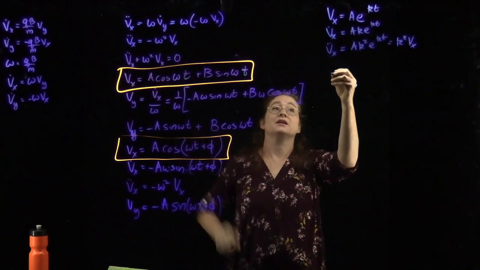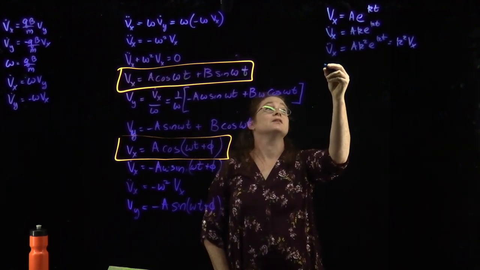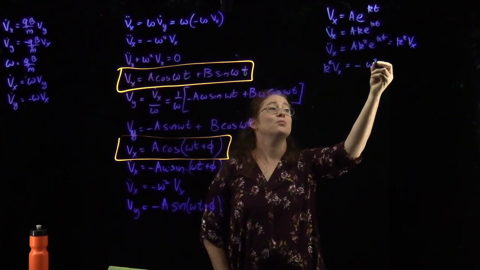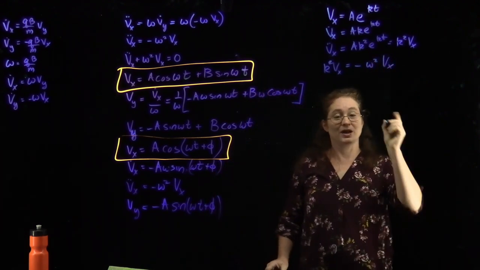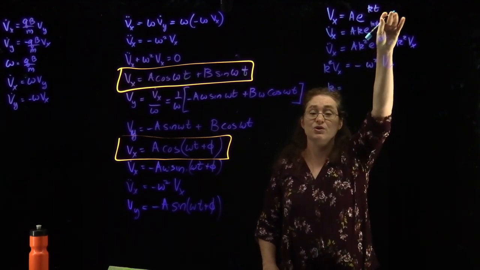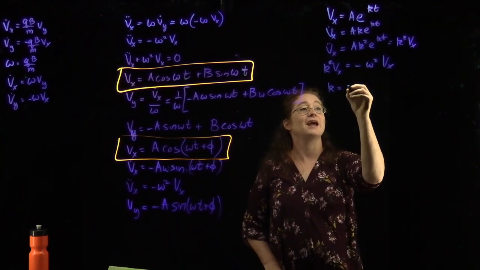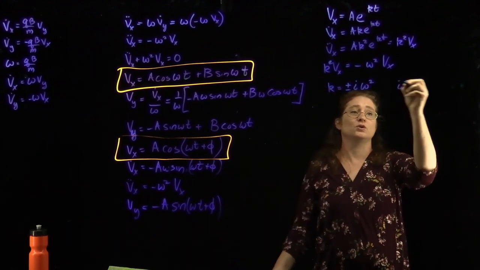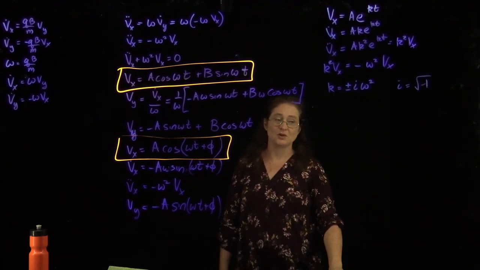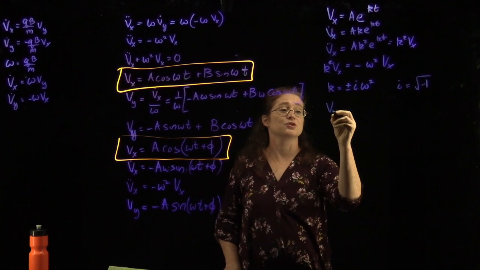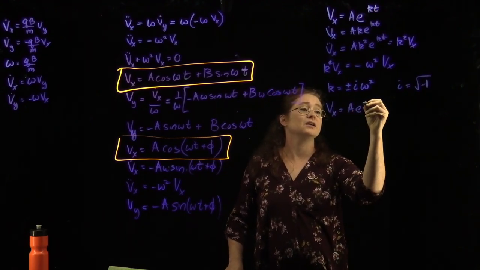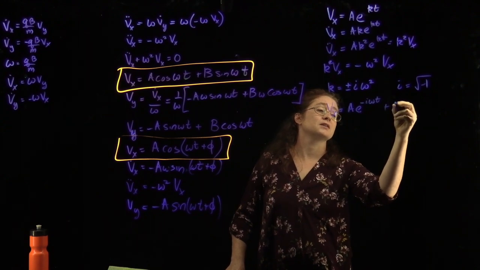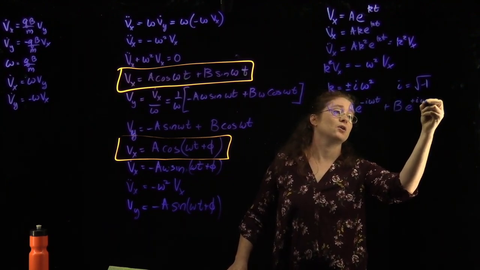All right, so then we can plug this back in. So here I get k squared Vx equals negative omega squared Vx. And then when I solve for k, I get that this solution does in fact work as long as k is plus or minus i omega, where i is equal to the square root of negative 1. So I find that I can write the solutions with two terms: Vx equals a e to the negative i omega t plus b e to the positive i omega t.